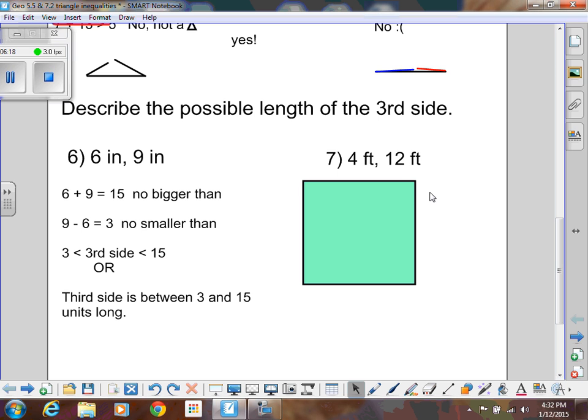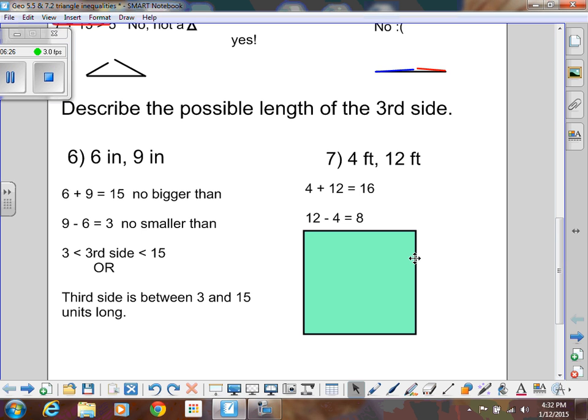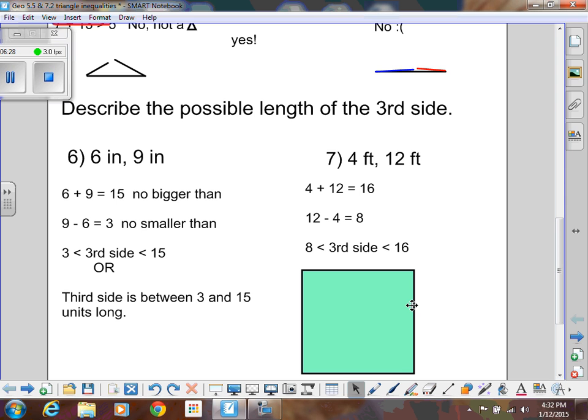So now that we know how to do that, we're just going to crank it out. So I'm going to do 4 plus 12 is 16. That's my top end. And then 12 minus 4 is 8. That's my low end. So my third side has to be between 8 and 16. So that's what we know about triangle inequalities.